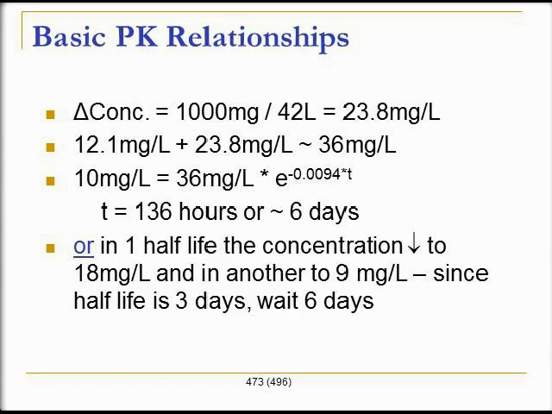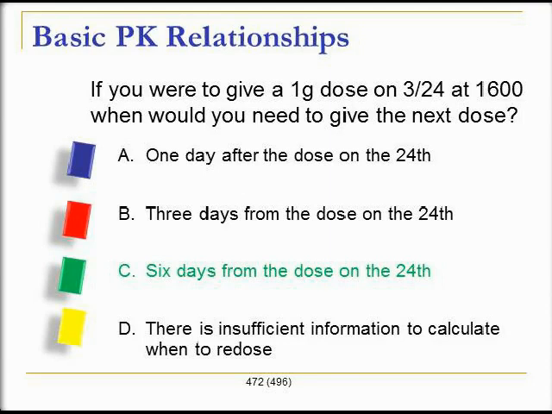And then you can use the equation C is equal to CP0 times e to the minus KT, and we figure out that the answer is about 6 days. And I tried to make this particular example such that you could almost do it in your head if you could figure all these things out. So going from 36 to 18 is 1 half-life, and then 18 to 9, and that's about the lowest that we wanted to get, would be another half-life, and we knew that the half-life from before was about 3 days, so that would be a total of 6 days. So the correct answer is C, 6 days from the dose on the 24th.